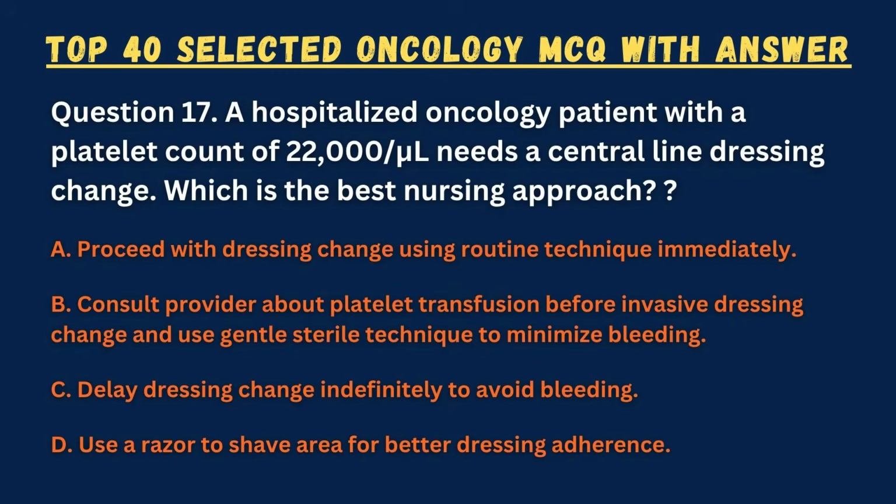Question 17. A hospitalized oncology patient with a platelet count of 22,000 per microliter needs a central line dressing change. Which is the best nursing approach? A. Proceed with dressing change using routine technique immediately. B. Consult provider about platelet transfusion before invasive dressing change and use gentle sterile technique to minimize bleeding. C. Delay dressing change indefinitely to avoid bleeding. D. Use a razor to shave area for better dressing adherence.